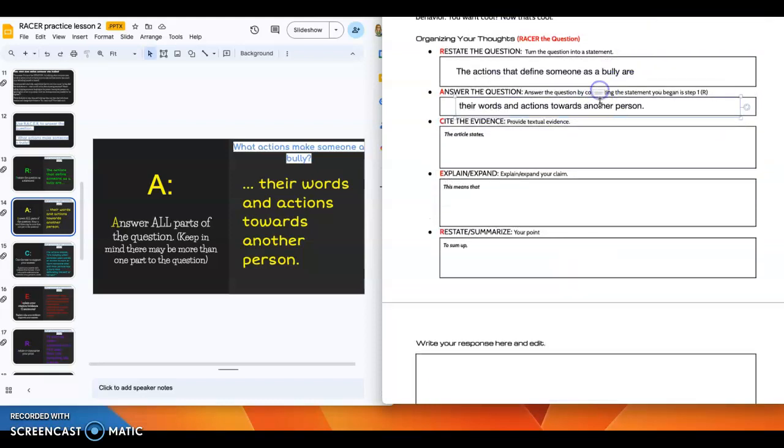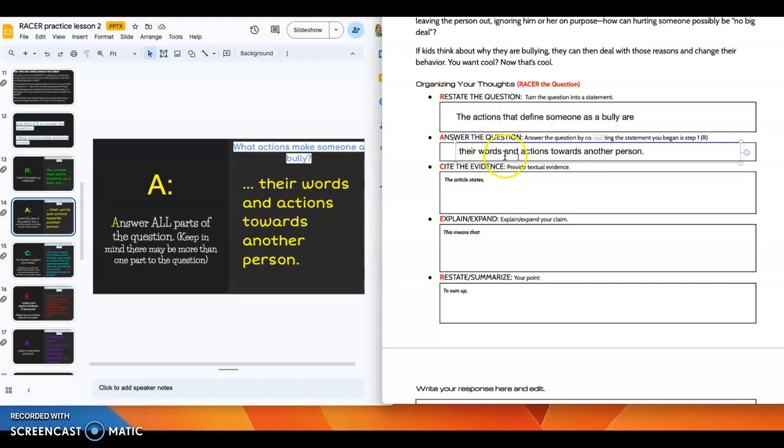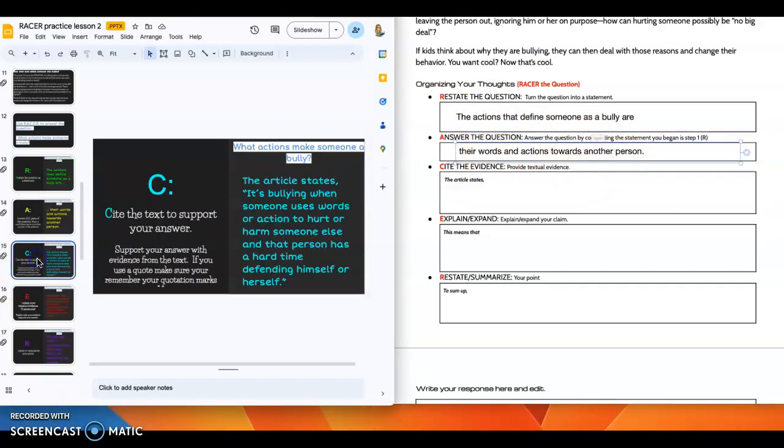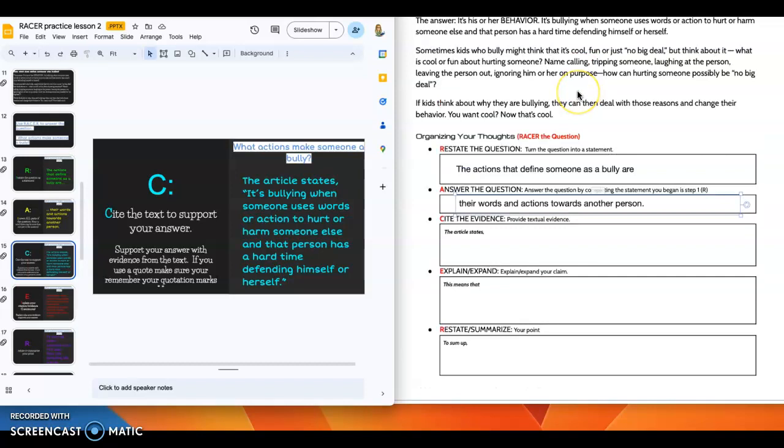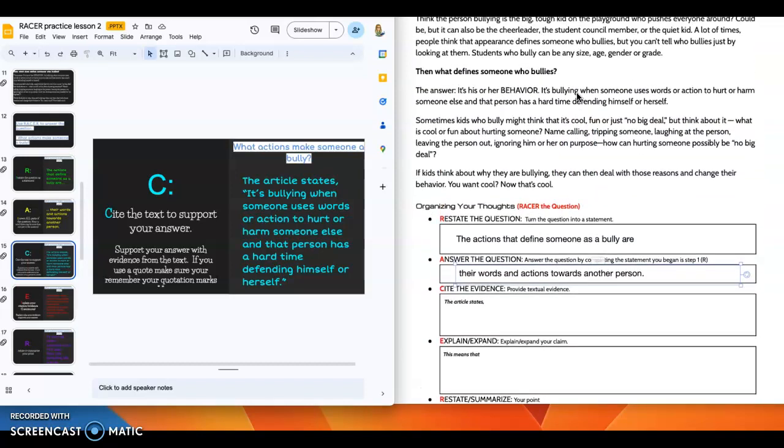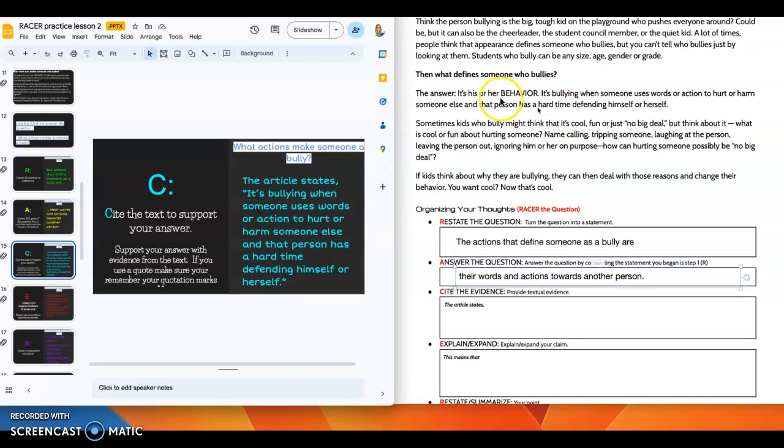So the answer is their words and actions towards another person. For the C, we need to cite our text to support our answer. So we need to find a good line from the text that proves that bullying is your actions and your words. And we saw this great line right here. The answer, it is his or her behavior.